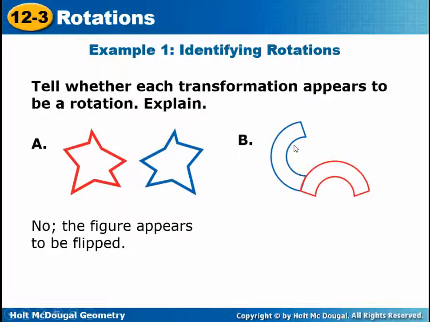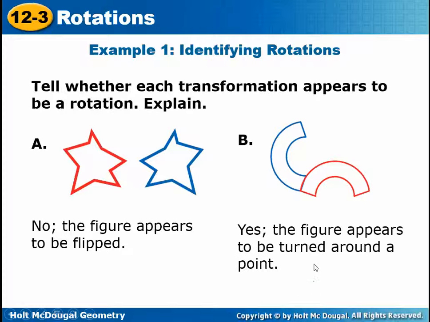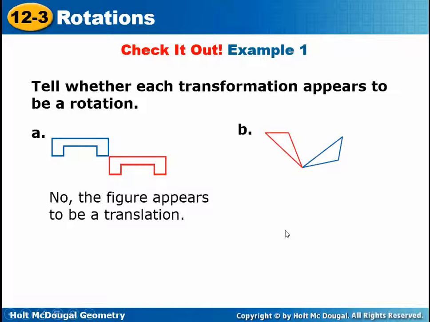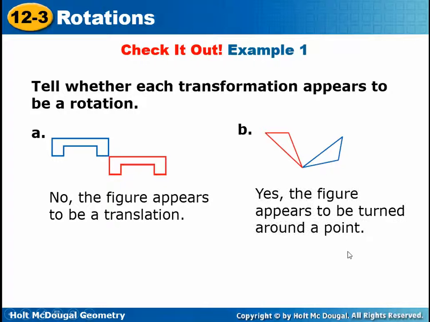But C, if you look at the red rainbow, it looks like it's been rotated about this point right here, and then rotated to turn into the blue rainbow shape. A does not look like a rotation, it looks more like a translation. And B, let's see, would that red triangle, if we rotated about this point right here, would it be exactly the blue triangle? It appears to be. It might be slightly different, but I think that it's accurate, so we would say yes, that's a rotation.